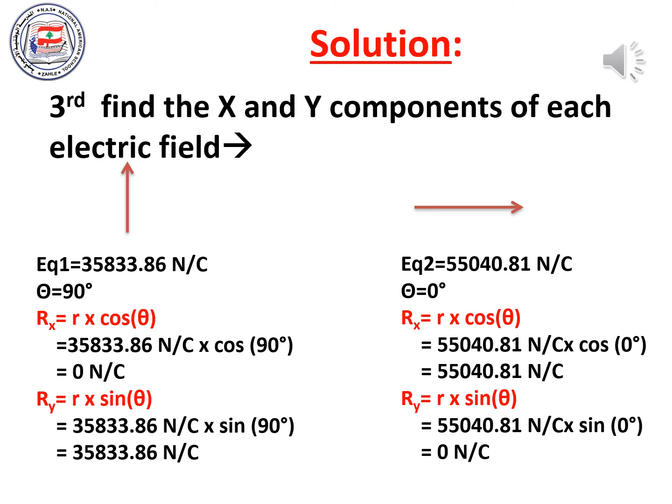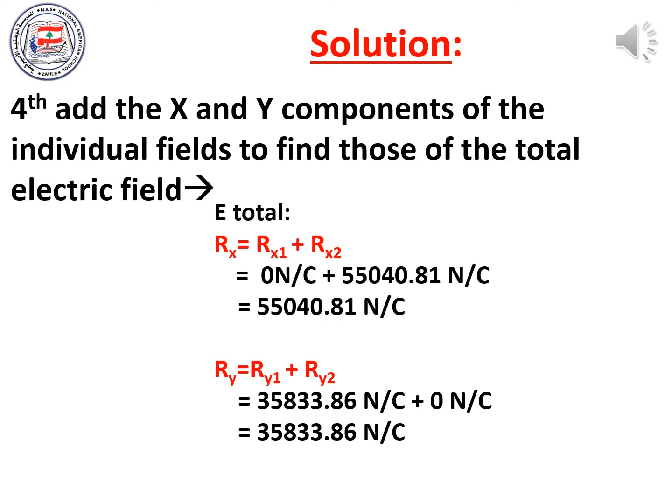It has a magnitude of 55,040.81 newtons per coulomb, and the angle with the horizontal is 0 degrees, since it is on the horizontal pointing towards Q2. Rx is equal to R times cosine angle. So 55,040.81 newtons per coulomb times cosine 0 is equal to 55,040.81 newtons per coulomb. So all the vector is on the horizontal, and Ry is 0 newtons per coulomb.